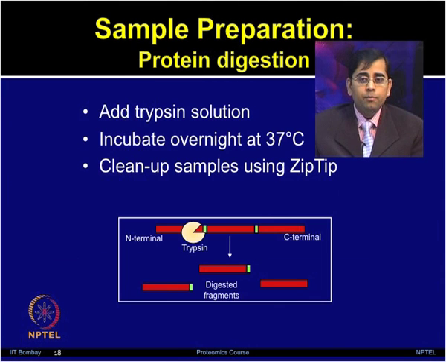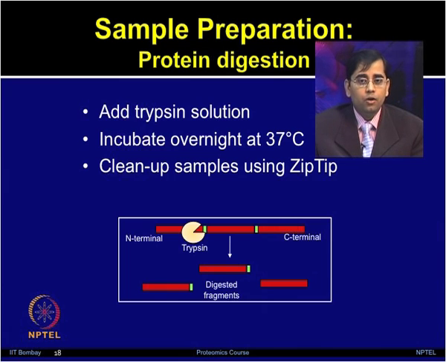Once reduction and cysteine blocking are done, then protein digestion can be performed. So, add trypsin solution and incubate overnight at 37 degrees, so that these proteins can be digested into peptides. You may have discussed this briefly in the previous module when we talked about in-gel digestion for gel-based proteomics. Similar concepts are applied here, but this one is in-solution digestion.